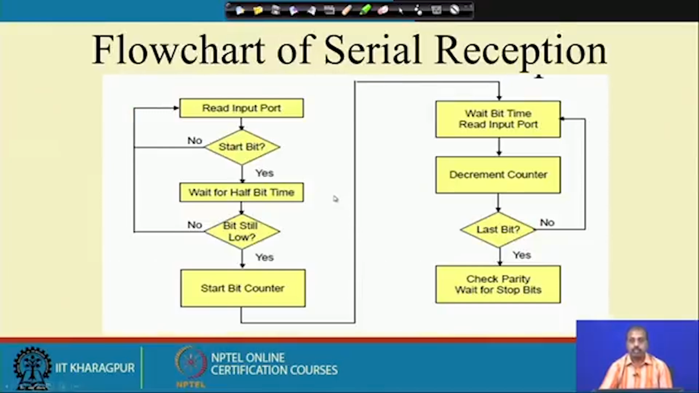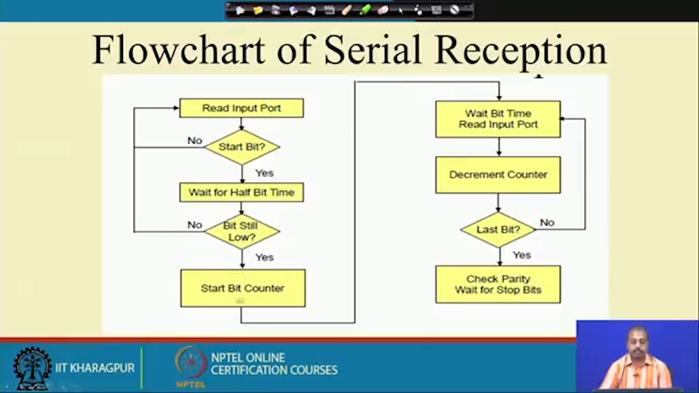So, this serial reception is like this. It should read the input port for the start bit. If the start bit is not there, then it will wait in the loop. If it is yes, then it will wait for half bit time, and if the bit is still low, it will check. If it is not low yet, that means that was a flicker, so that is not accepted, and if the bit is still low, that means it is really a start bit.